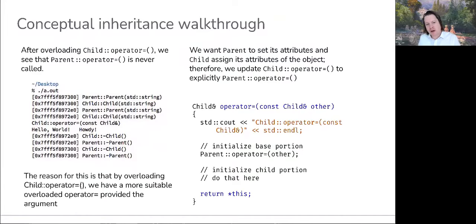So after overloading the child's operator equals copy assignment operator, we see that the parent's operator equal is never called. Why?